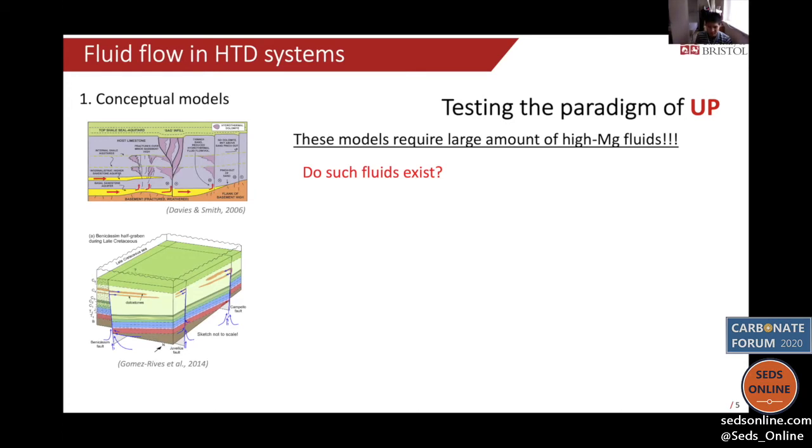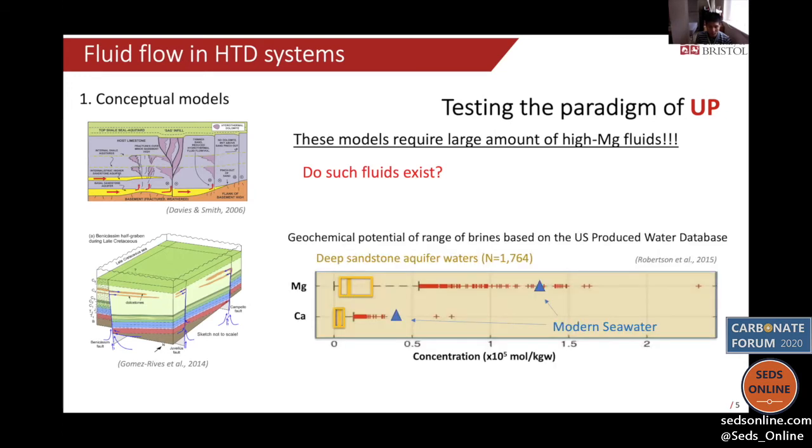But how do we know that such fluid exists? So we have investigated the dolomitization potential of deep brines from the USGS database, and we found that most of them contain far less magnesium and calcium than modern seawater, as well as the magnesium to calcium ratio, which means these deep brines have low potential for dolomitization. So it is hard to form hydrothermal dolomite from deep aquifer fluid.